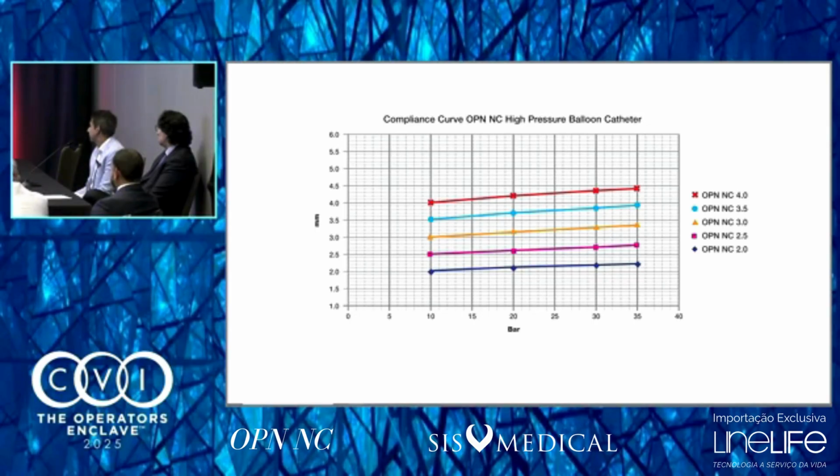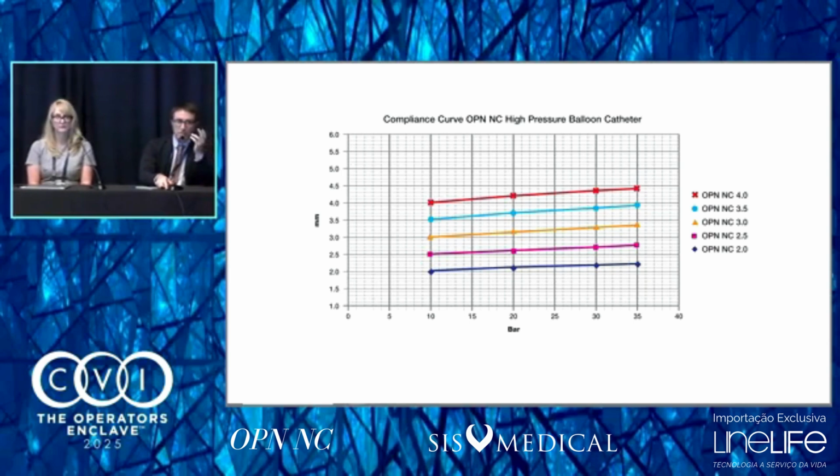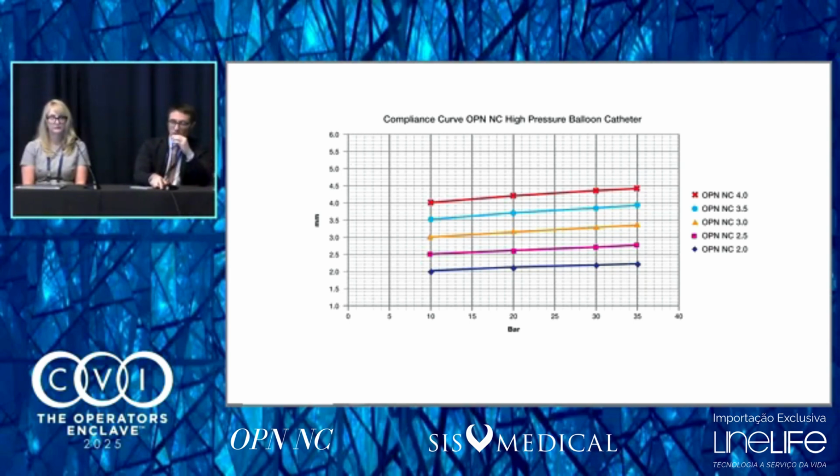I completely agree with you. Every cath lab with complex PCI should have this one. The OPN NC balloon works very well alone, but the combination is maybe the future of what we will see in lesion preparation and expansion.